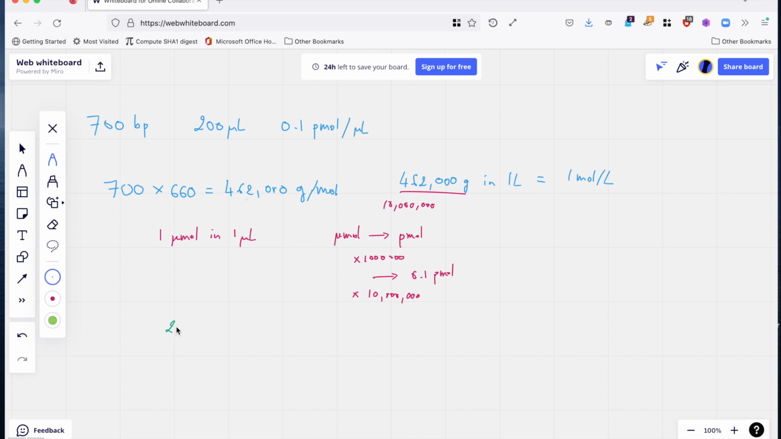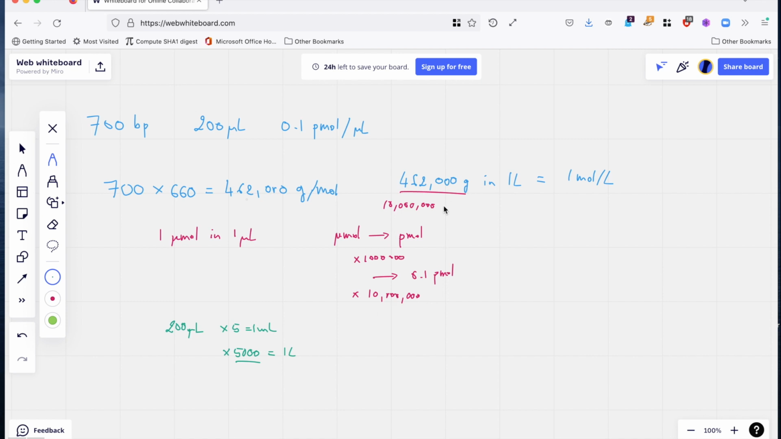Now, the next thing is that we don't want 1 liter of water, we want 200 microliters. So 200 microliters, how much smaller is it than 1 liter? Well, if we multiply by 5, we get 1 milliliter. Okay, and 1 milliliter is 1,000 times less than a liter. So if we multiply by 5,000, then we get 1 liter. So that volume here, 200 microliter, is 5,000 times less than 1 liter.